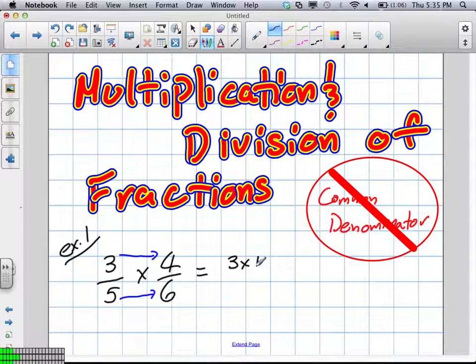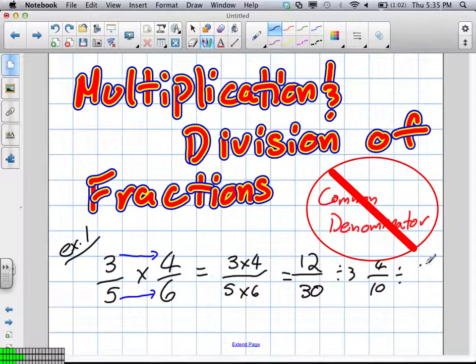So, let's think of it like this now. We get 3 times 4 over 5 times 6. What is 3 times 4? 12. What is 5 times 6? 30. There we go. That's it. And then we can reduce this. 3 goes into both of these, and that would give me 4 over 10. I divided both by 3, and then I can divide that by 2, which gives me 2 over 5. Okay? But that's just a side note.